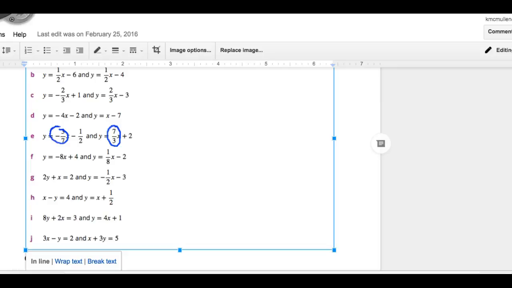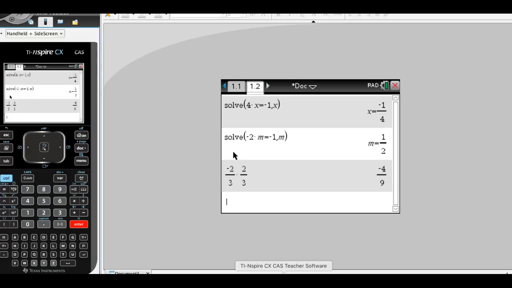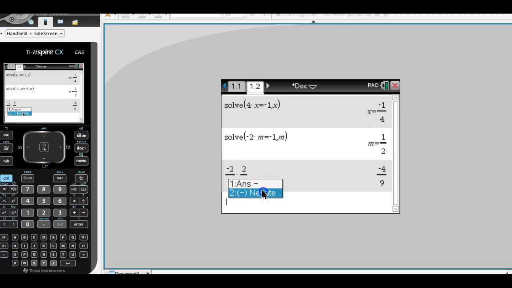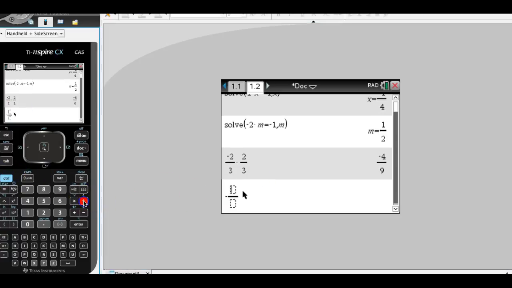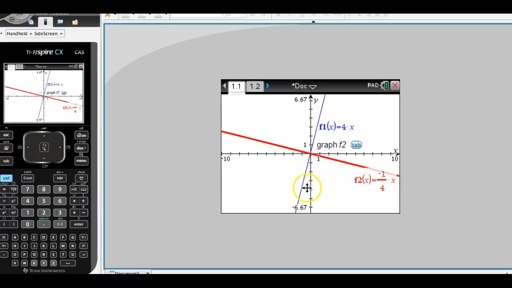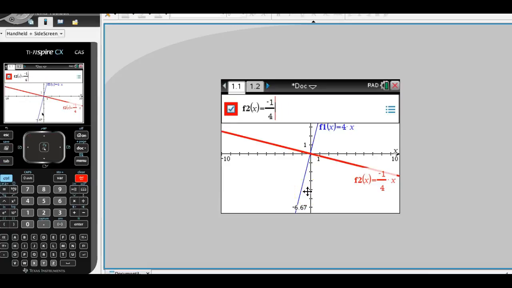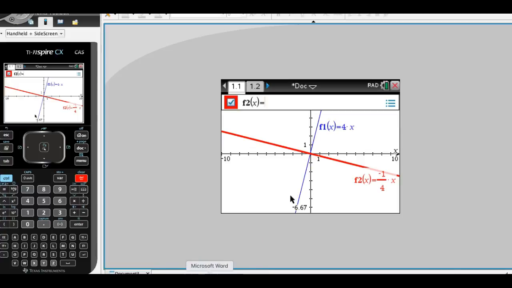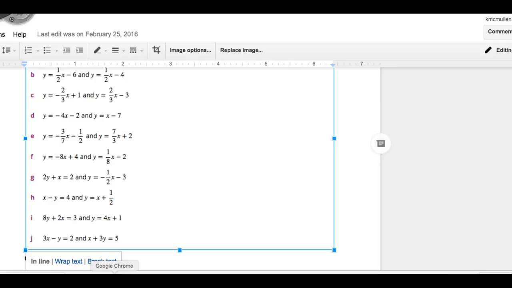So to check that on your calculator, let's get the calculator up. You can do negative 3/7 times 7/3. And if I get -1, it means that they're perpendicular. So they're -1. We can also graph them. Okay, so I'm just going to get rid of the lines I had before. So the first one, I can't even remember. What was it? -3 on 7.5.